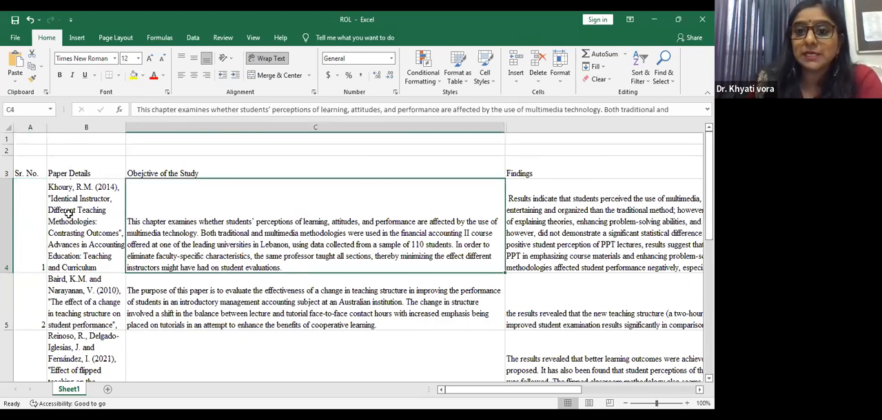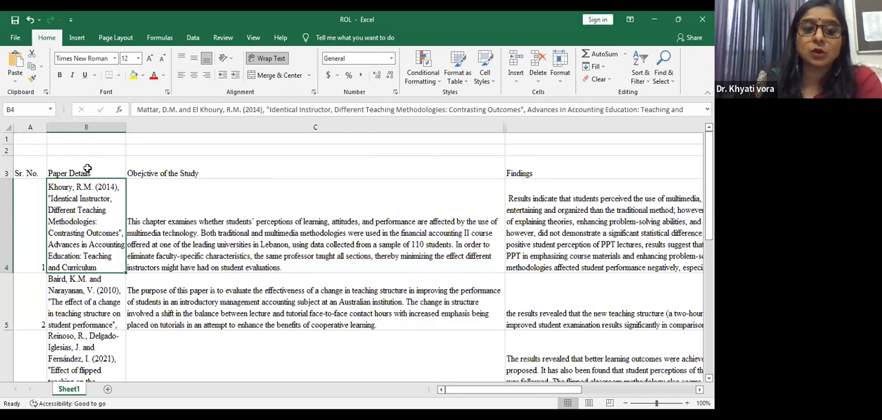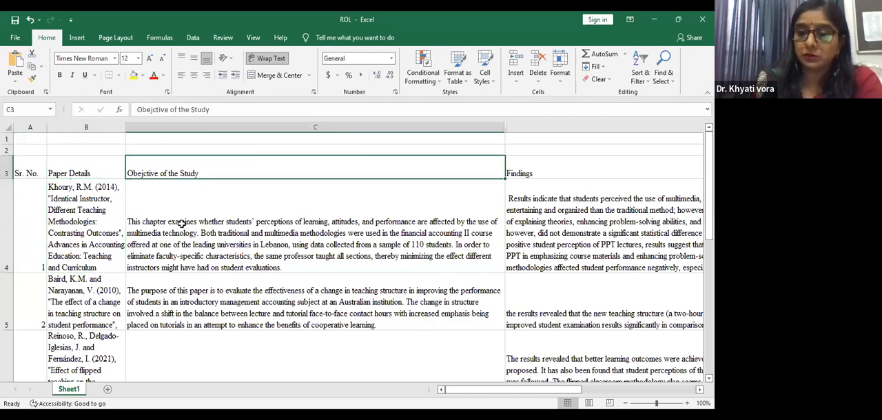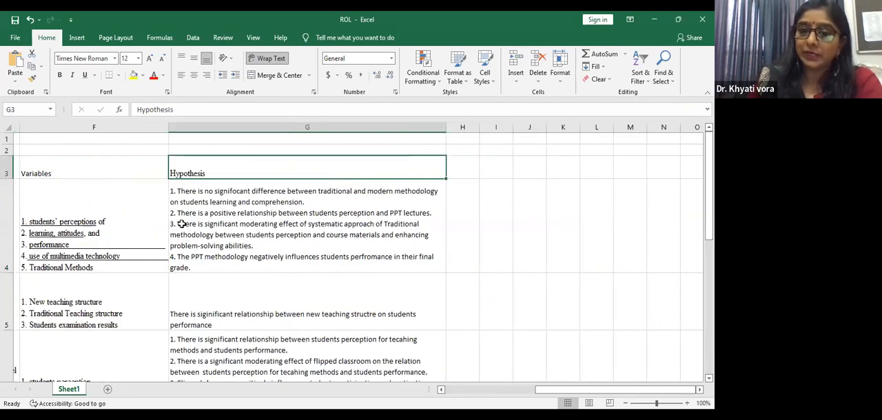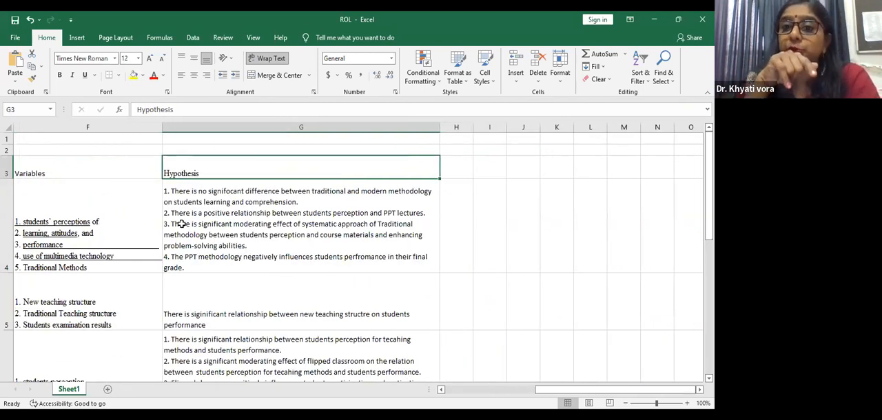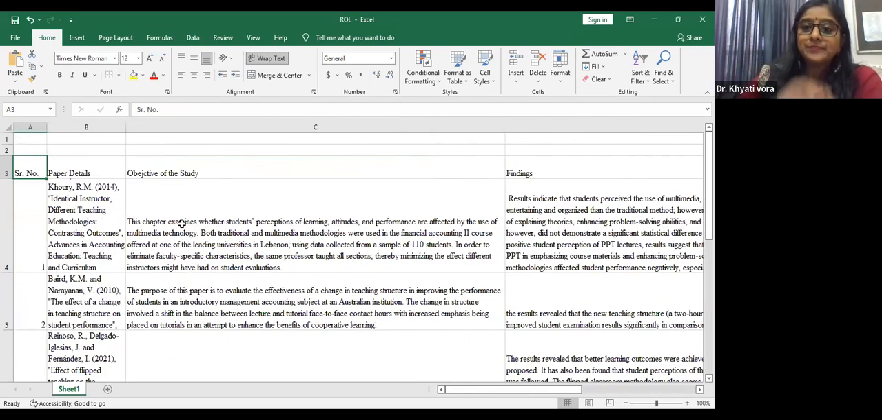Okay, so this is a tip, a kind of advice to all my friends there. Always prepare an ROL chart, maybe in Word format or in Excel. Anything that you refer, you should immediately put it here. This becomes a handy ROL for you to write your thesis at the end of your PhD. So in the first column, you can mention paper details, then write the objective of the study, then findings, and in between also the research methodology adopted by that researcher, and then hypothesis.